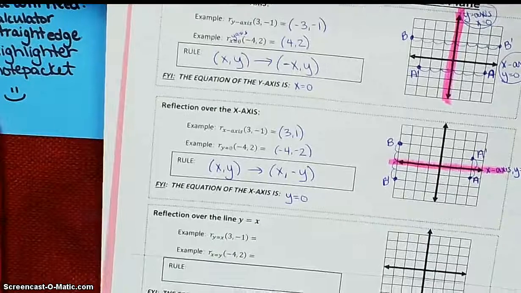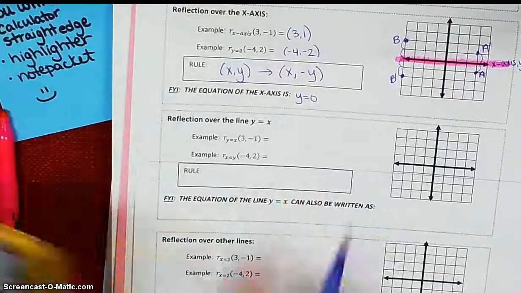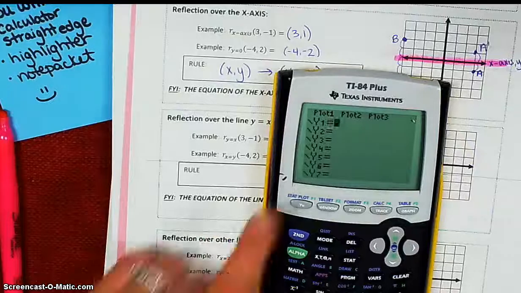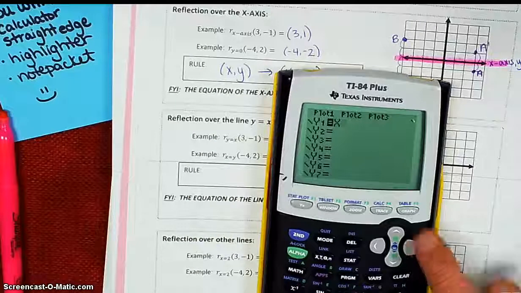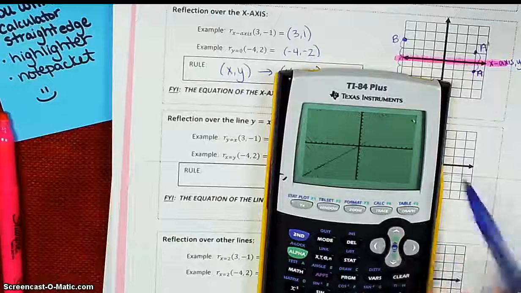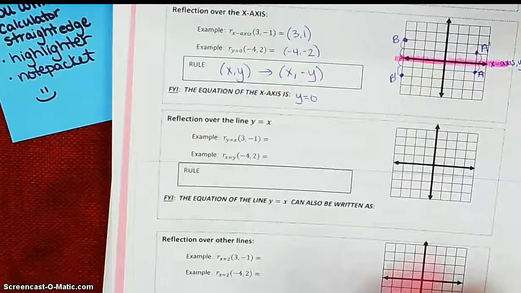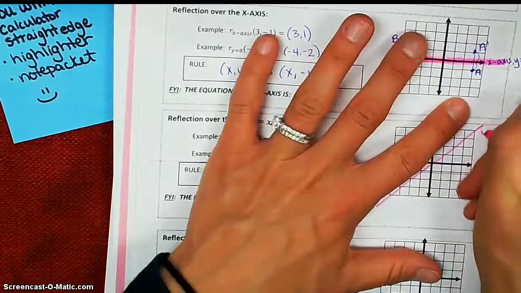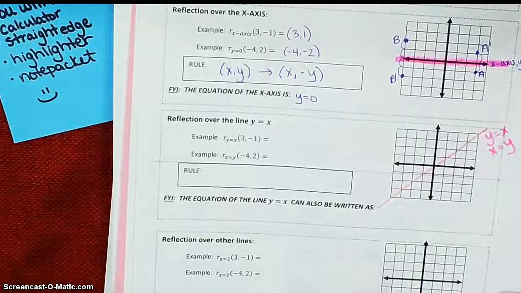All right, so next up, we are going to reflect over the line y equals x. So let's take a look. If you don't remember what the line y equals x is, we're going to go to our calculators and type in y equals x, and we're going to hit graph. So I see that it is this diagonal line going across quadrant 1 and quadrant 3. So this is the equation y equals x, which is the same thing as x equals y.